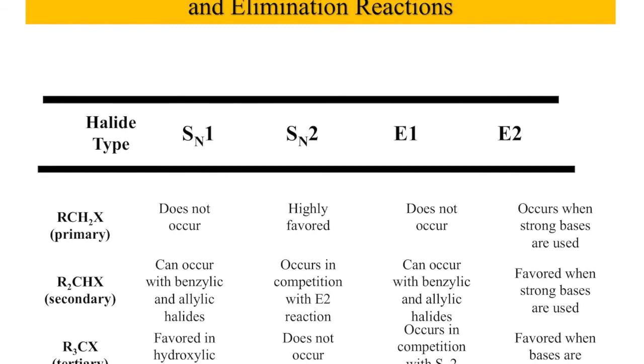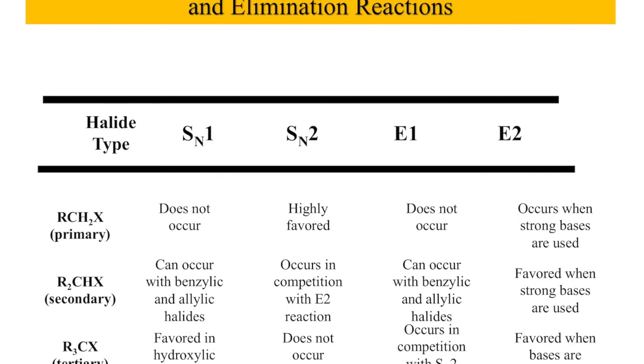For the secondary, SN1 and SN2 are both possible, depending on the solvent, the competition of the base and the structure of the substrate. If we have benzylic and allylic halides, SN1 may happen. SN2 is in competition with E2, and heat plus the solvent is an important factor to decide which one happens, SN2 or E2.